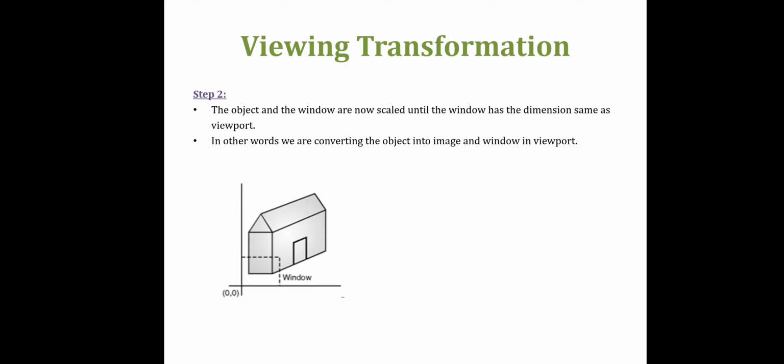Then in step number 2, we scale that window so that we can convert the dimensions of the window into the dimensions of the viewport. Why are we converting them into the viewport? Because whenever we show a particular object, it always has its original dimensions. And whenever we convert them into other coordinates which we want to display on the screen, we convert them into the screen coordinate.